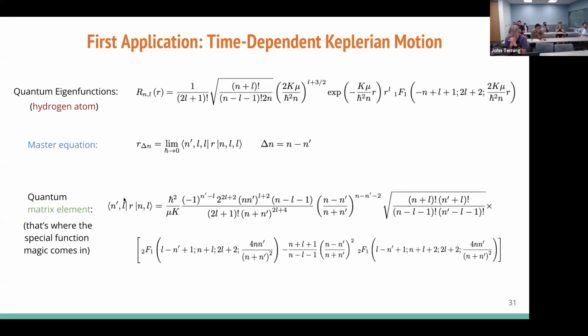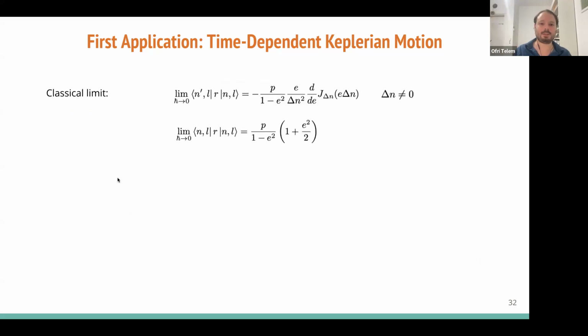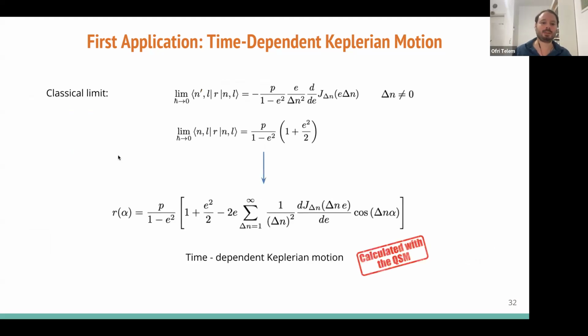Okay. So we do a hydrogen atom computation, we get a result, and then we take its classical limit, and lo and behold, we reproduce exactly what you get if you open the textbooks for celestial mechanics. So this is the formula for the radius as a function of time. Alpha is just linear in time with the fundamental frequency for Keplerian motion, and we just reproduced it with the quantum spectral method. Moving on.